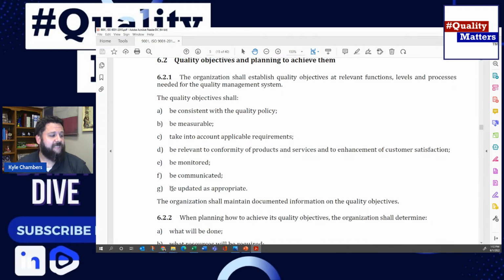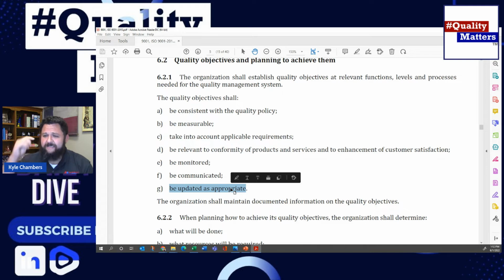And I love this last one. I'm so glad this is in here. They must be updated as appropriate. If you've got a 5-year plan for the business, so let's think about that. 5-year plan for the business, and you know where you want to take it. And that means you've got to hit certain targets and measures in that 5-year period of time. But you say to yourself, well, that's a KPI, not an objective. But if this is really critical to your organization, I would argue this ought to be an objective.